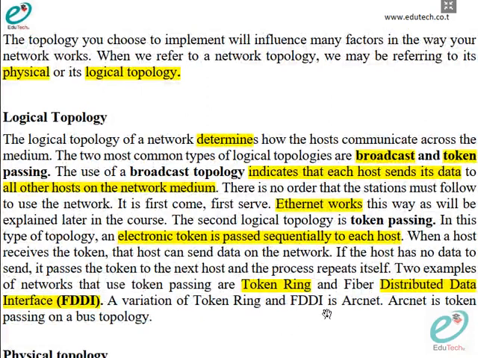A variation of Token Ring and FDDI is ARCnet. ARCnet is token passing on a bus topology. Now, logical topology ends there, where you are only trying to define rules for how computers or any node communicate with another node within a network.